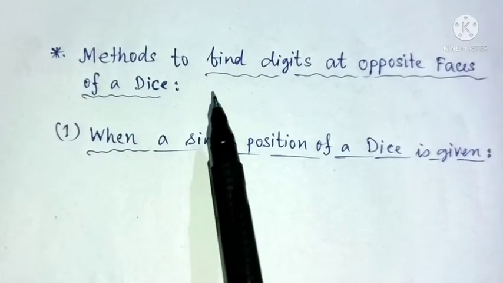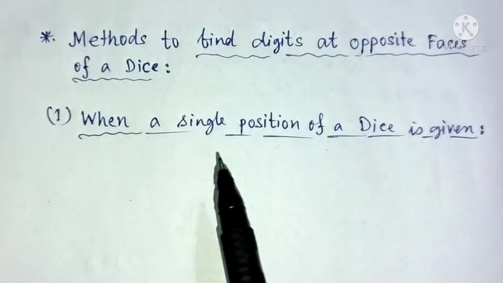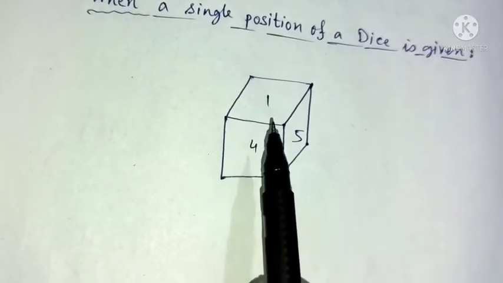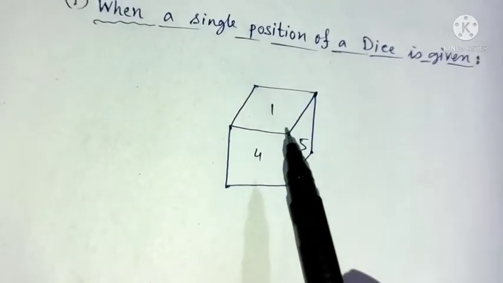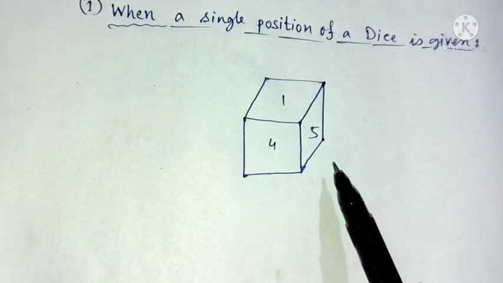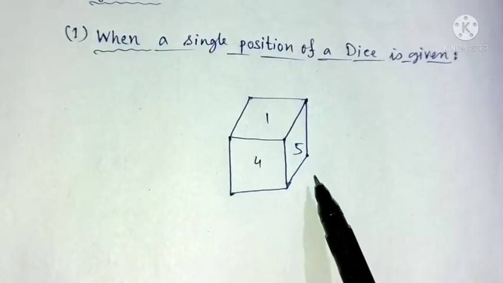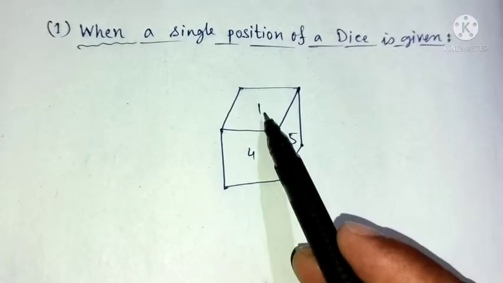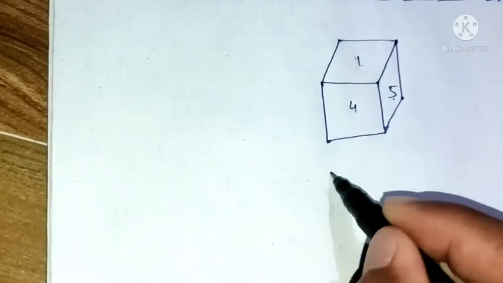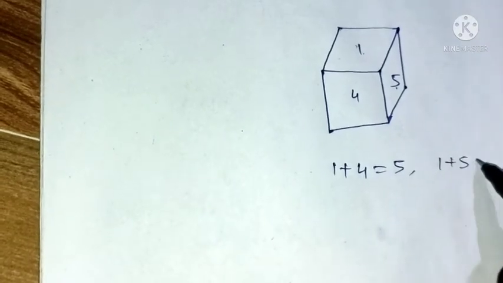Now let us discuss the method to find digits at opposite faces of a dice. Number one case I have considered here is when a single position of a dice is given. Here I have drawn a figure, a single dice. Here 1, 4 and 5 are the faces of the dice. First of all, we have to check whether the dice is standard or non-standard, that means general dice. So here we have to add the adjacent faces' digits and check whether it is equal to 7 or not. Here 1 and 4 are adjacent faces. This is 5. 1 and 5 is equal to 6.